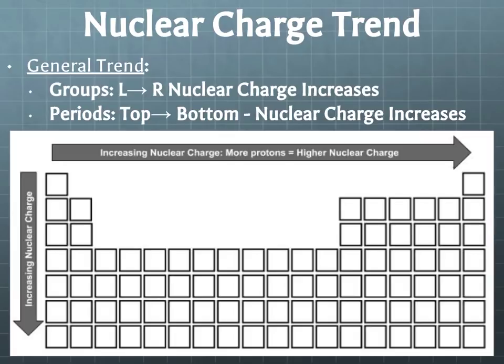Basic trend, of course, is that if you're in a group or a vertical column, nope, this is a typo. That's a typo, sorry. So if I'm in a group and I'm going from top to bottom, so this should be groups right here, nuclear charge is increasing. If I'm going left to right across a period, nuclear charge is also increasing. So just within a period, as I move across, the atomic number goes up. So atomic number increases, therefore the number of protons increases, therefore the nuclear charge increases. As I move down, same thing, higher nuclear charge because of more protons.